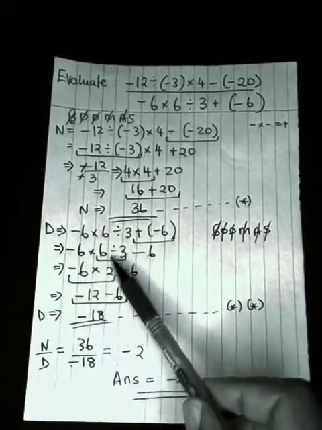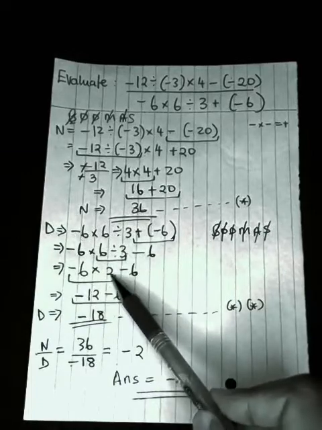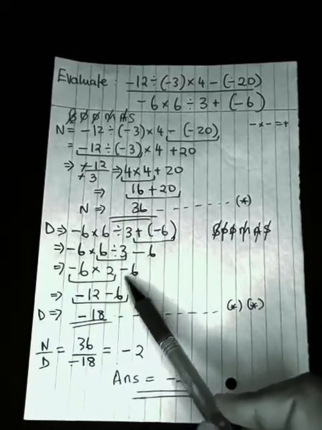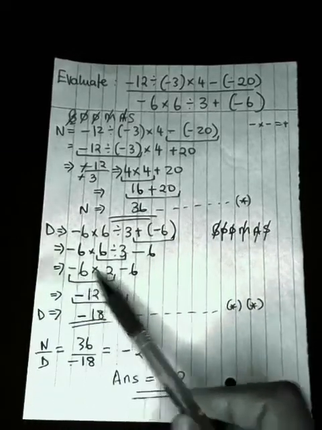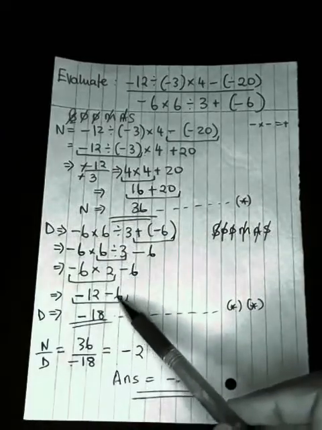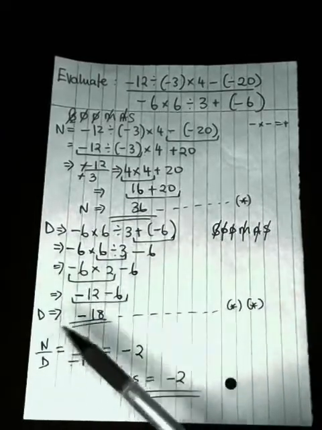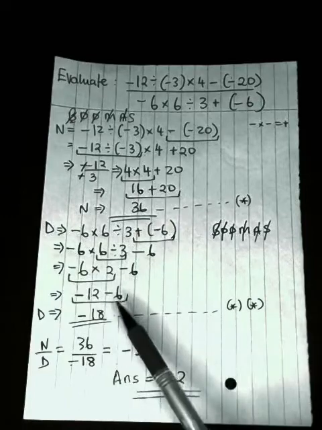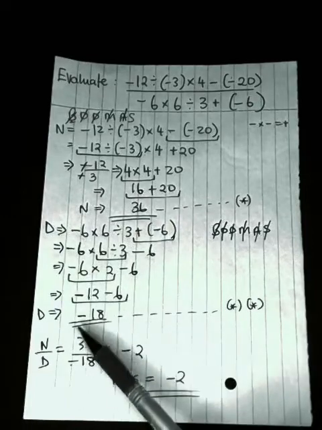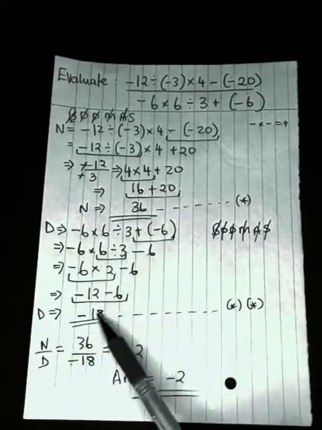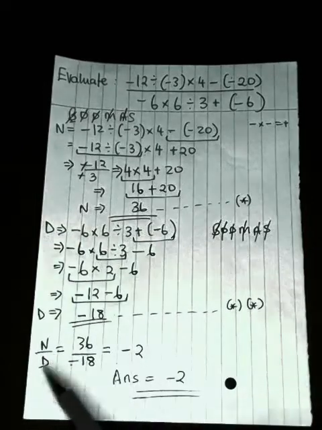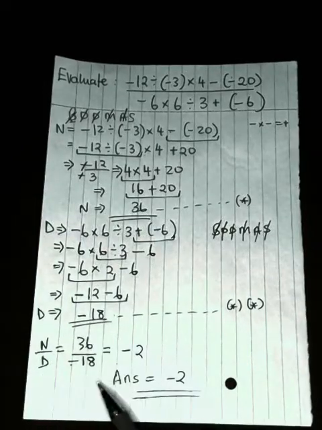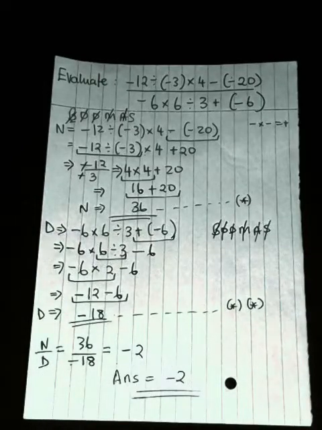Then you go to division. 6 divided by 3 is 2. You rewrite the rest of the numbers as they were. Multiplication, minus 6 times 2 is minus 12, minus 6. In the denominator, you'll find that a negative and another negative just add to negative. Then you add these two, it will give you 18. Then you combine the two, that is 36 over 18, which is simply 2 as the final answer.